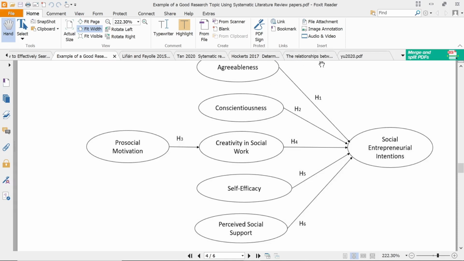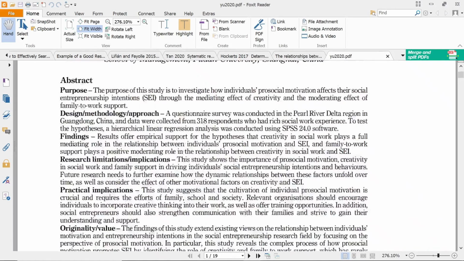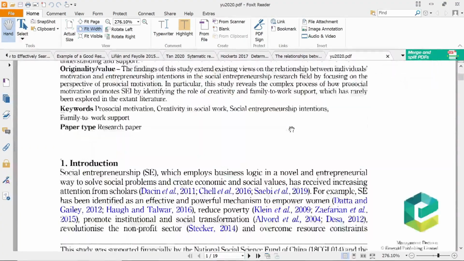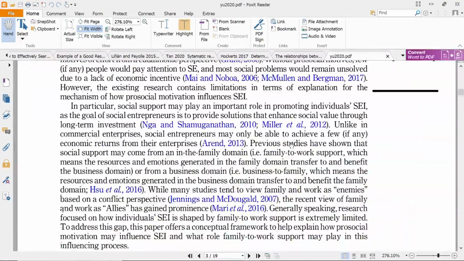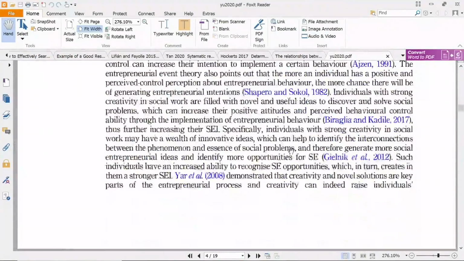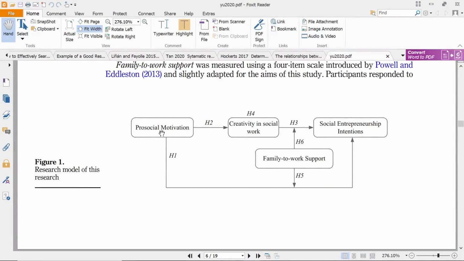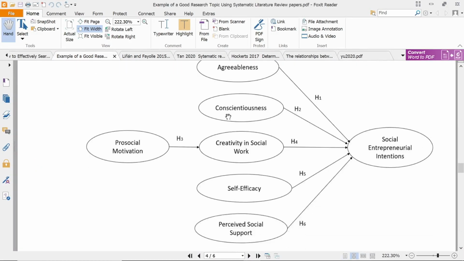Yeah. So this is the third article where I developed my conceptual model, creating for others, linking pro-social motivation and social entrepreneurship intentions. Yes. So pro-social motivation is motivated by creativity in this conceptual model. Pro-social motivation, creativity in social work, then social entrepreneurship. Yeah, so this is how I came up with this conceptual model.